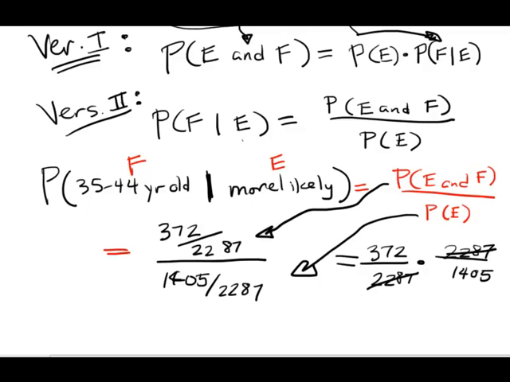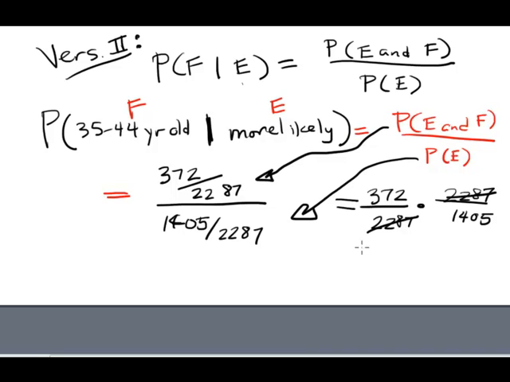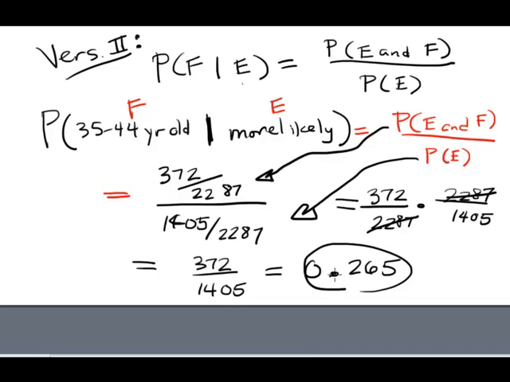I'm just showing you this once here, but do you see that these totals of 2287 are going to cancel? So I'm really just going to work out on my calculator 372 divided by 1405. And if you round this off to 3 decimal places, you'll see that you get an answer of 0.265. There's our final answer on that one.